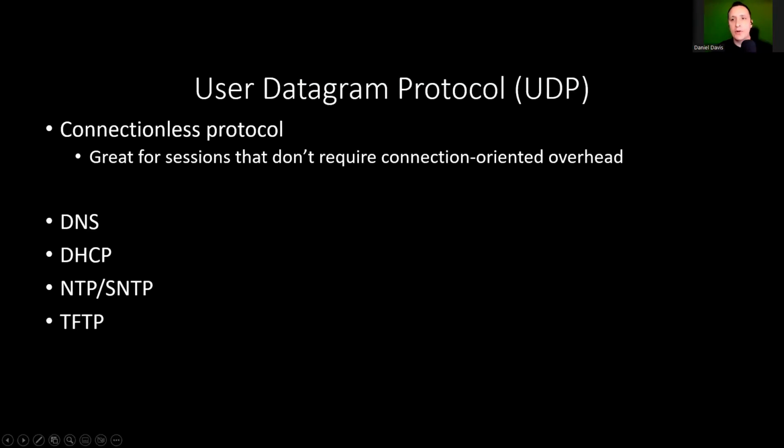User Datagram Protocol, UDP. It's a connectionless protocol. So again, TCP is connection-oriented, UDP is connectionless. There are also a lot of other protocols or applications that are built around the UDP protocol. So we have things like DNS, DHCP, NTP, SNTP, and TFTP. We'll go ahead and cover what all of these are here in a second, with a little bit of detail on those.